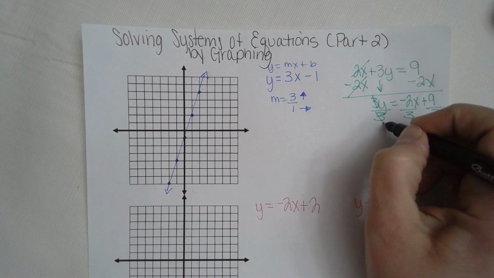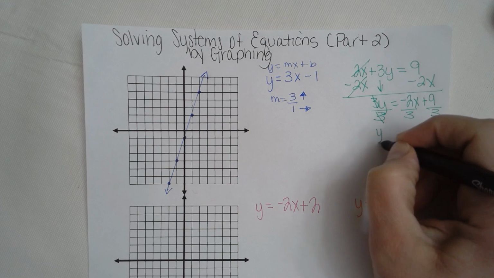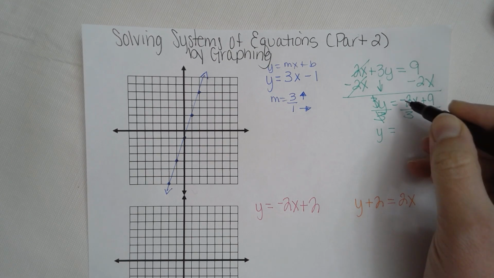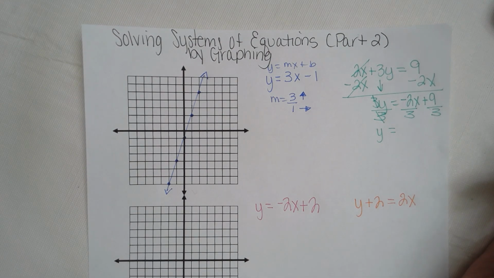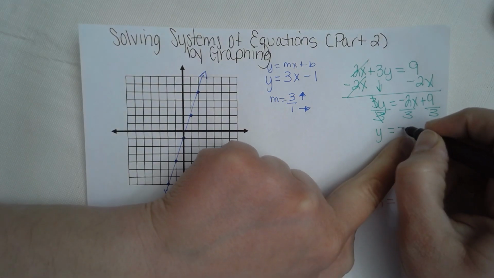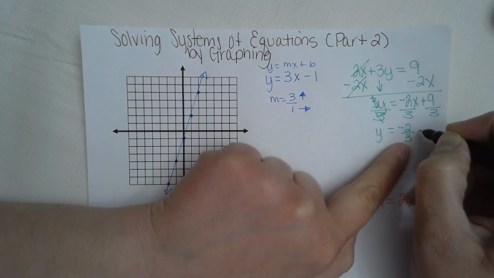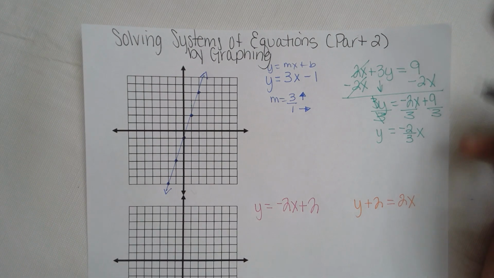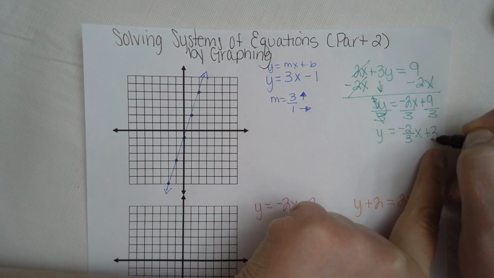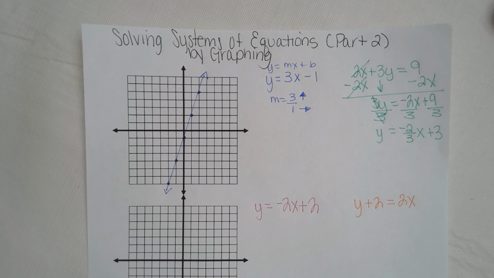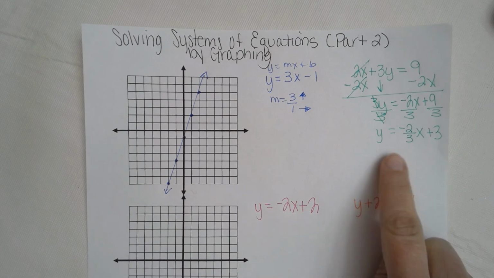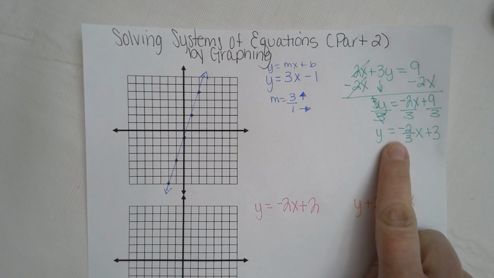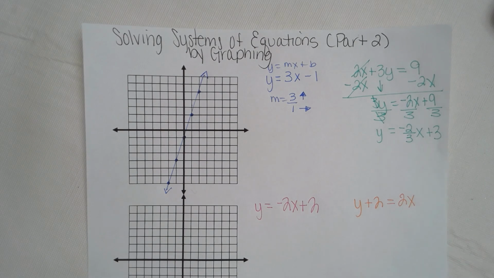So we're going to go ahead and divide by 3. That's going to leave us with y equals negative 2x over 3, which we're going to simplify to be negative 2/3 x. And then our b, 9 divided by 3, is going to leave us with 3. So now that I have isolated that y, I now have slope-intercept form, y equals mx plus b. And I can go ahead and graph.